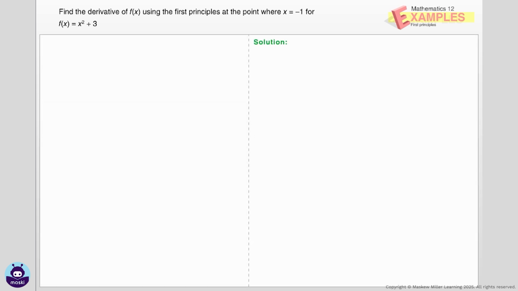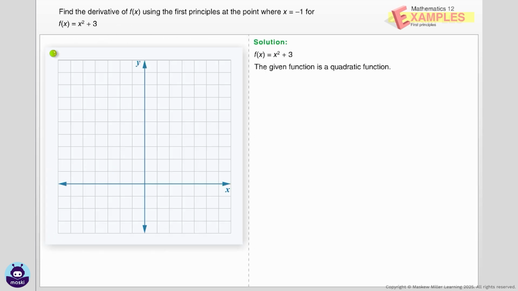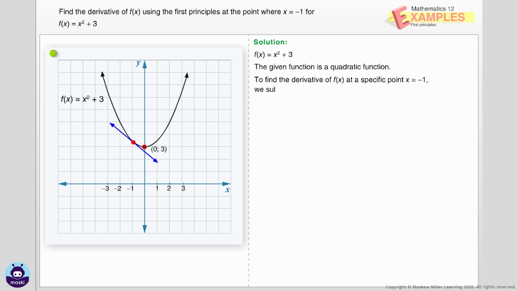Example 5. Find the derivative of f of x using the first principles at the point where x equals -1 for f of x equals x squared plus 3. Solution. The given function is a quadratic function. To find the derivative of f of x at a specific point x equals -1, we substitute -1 for x in the definition.